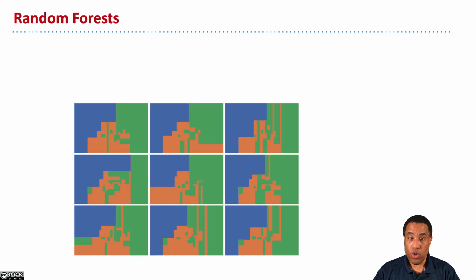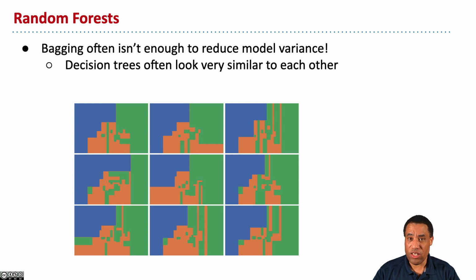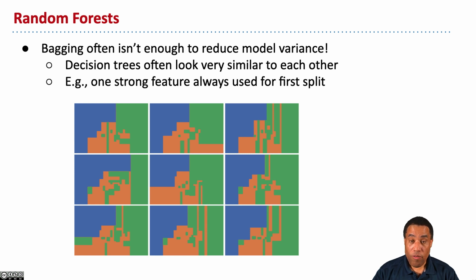So we end up with these 9 different models in this example. But using bagging alone oftentimes is not going to be enough to reduce model variance, right? And why is that? Well, that's because the decision trees are often going to look very similar to each other, right? And that's because there's often 1 strong feature that's always used for the first split, right? So you can see here all of the different models have, as an example, the upper blue left corner.